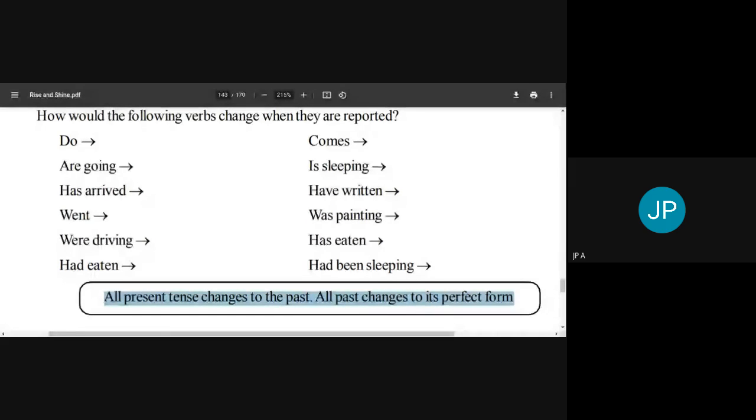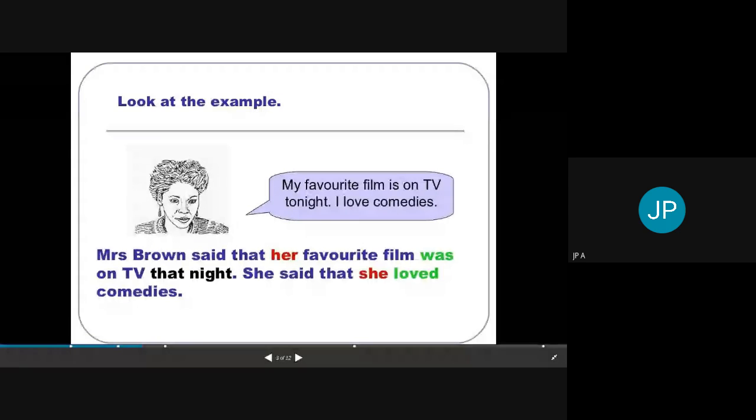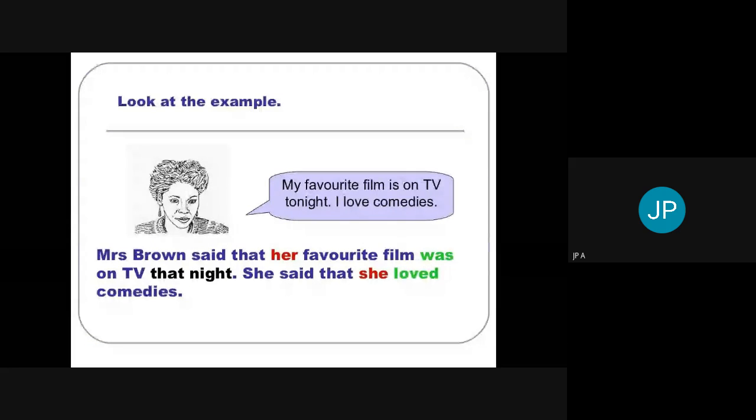So these are the changes that happen. I can show you one example here. Look at that example. My favorite film is on TV tonight. I love comedies. This is what this lady, Mrs. Brown, says. When somebody reports that, we say it like this: Mrs. Brown said that her favorite film was on TV that night. My becomes her, favorite film remains the same, and the verb changes into was. Tonight means that night.